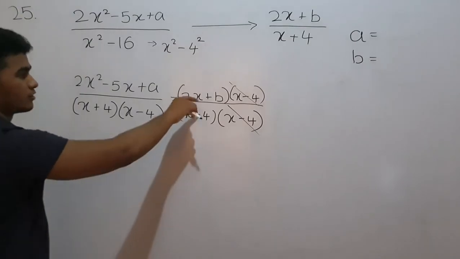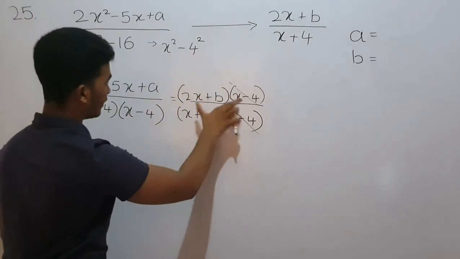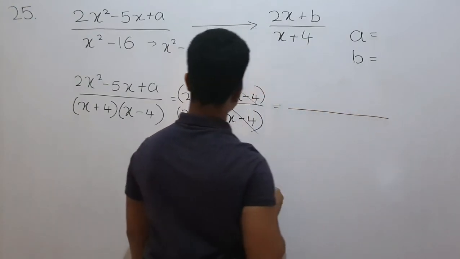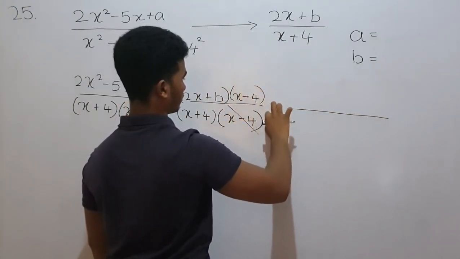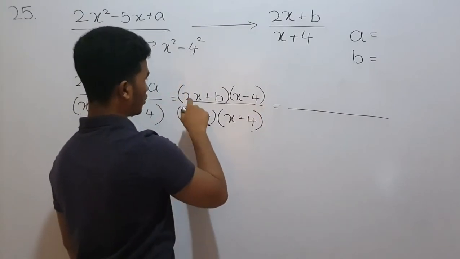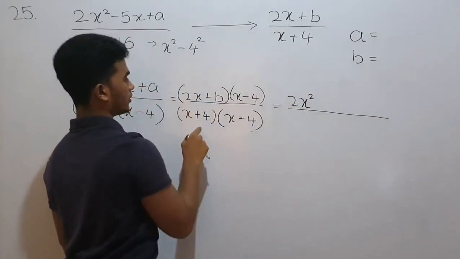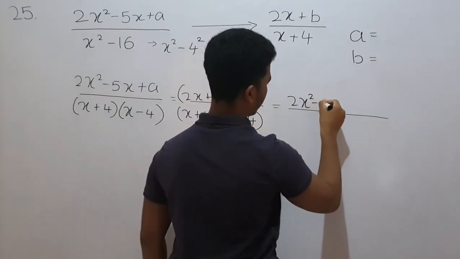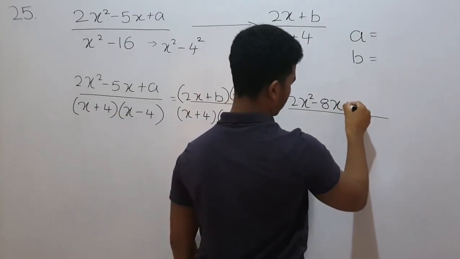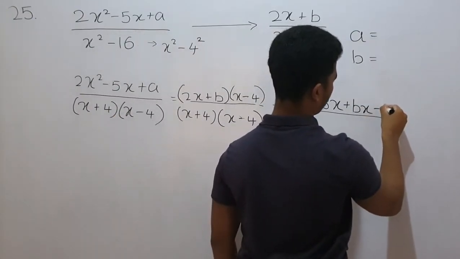So similarly, if you expand the brackets, you can equate this whole thing to this numerator. So we'll expand the brackets first. This won't get cut for the moment. So 2x into x is 2x square. 2x into minus 4 is minus 8x. B into x is plus bx. B into minus 4 is minus 4b.